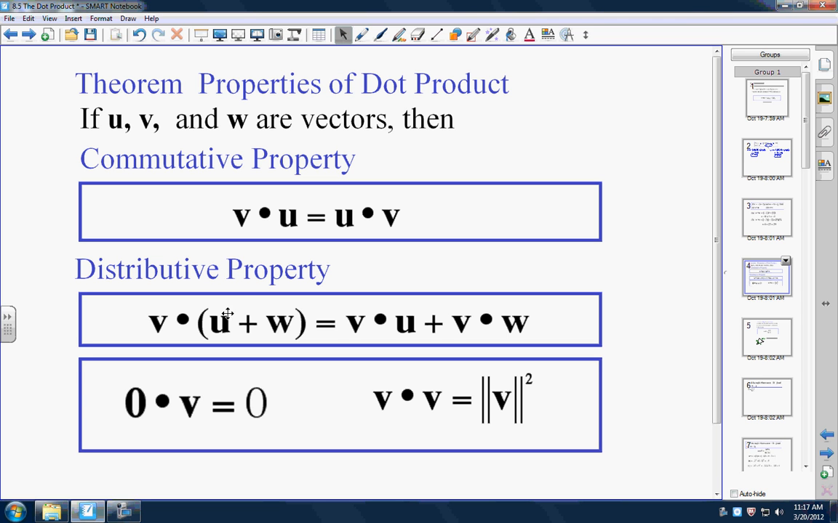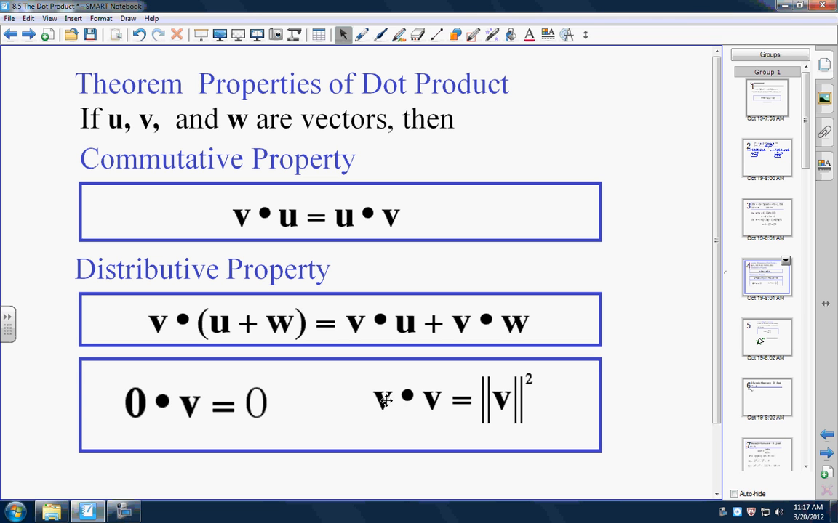The distributive property also works. So I could take u and add it to w and then multiply it by v. Remember, we add vectors simply by adding the i's, adding the j's. Or I could distribute this v as well. So I could dot v and u, and add it to dotting v and w. If you take the dot product with 0, you should get a 0. That just makes sense, because there's 0 i's and 0 j's.